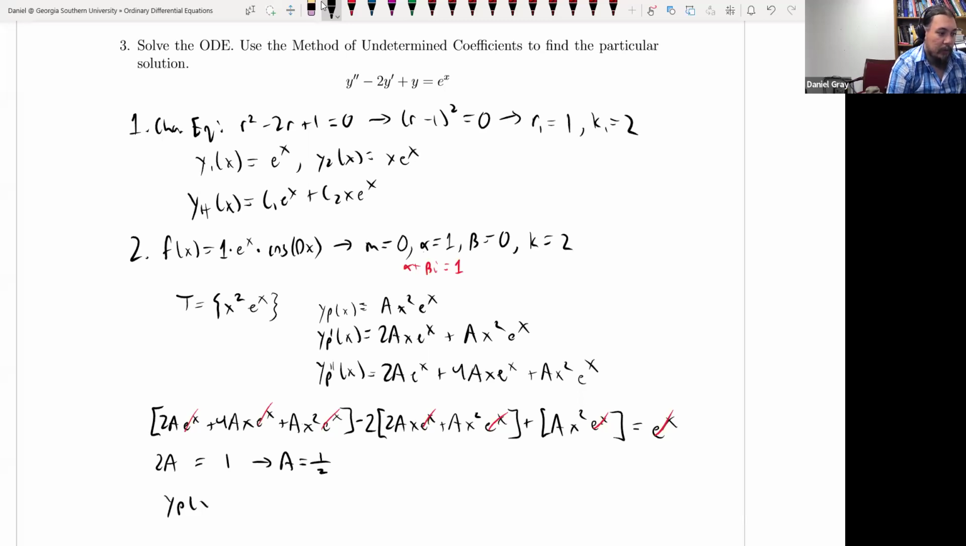So my particular solution is just 1/2 x squared e to the x.